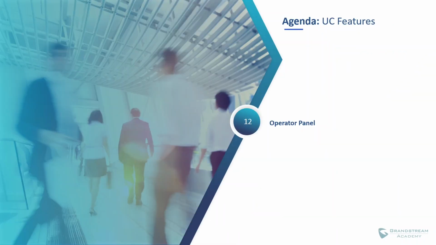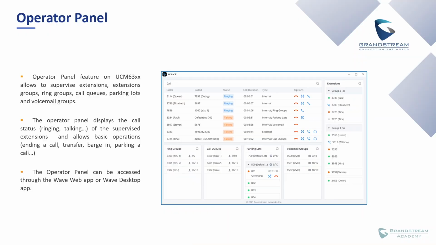Now let's move on to Operator Panel. The Operator Panel is a feature that enables certain extensions to monitor calls, extensions, ring groups, call queues, parking lots, and voicemail groups. Once the UCM administrator assigns an extension to monitor the entities that we have mentioned, the user of the extension will be able to access the monitoring panel either on Wave desktop clients or on the Wave web application.